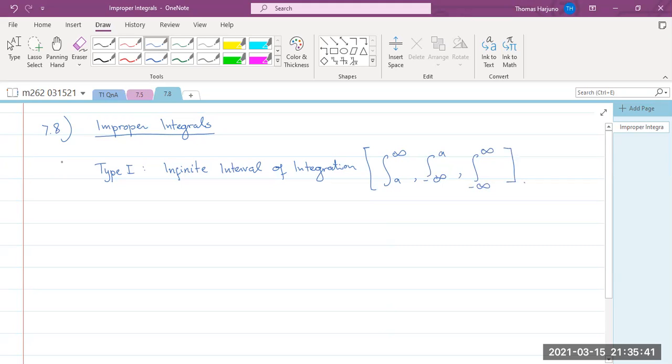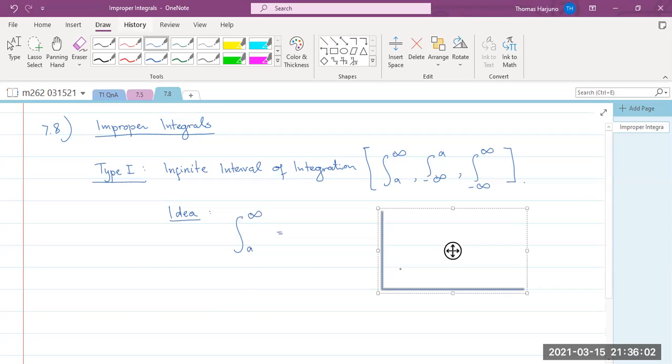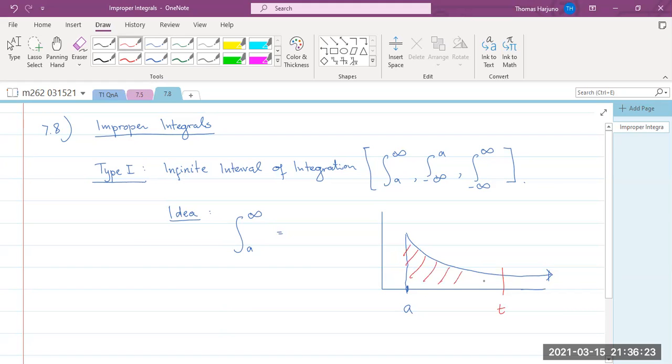Now, if we have the type 1 idea, when we deal with the integral from a to infinity, we will integrate it this way. Let's say this is the integral from a to infinity, all the way to infinity. But the plan is as the following. We will integrate up to t first. After you're done with the integral, then you send this t to infinity. That's the plan.